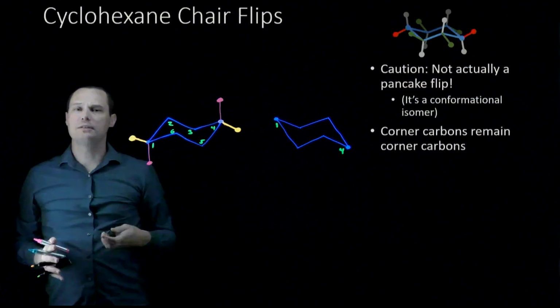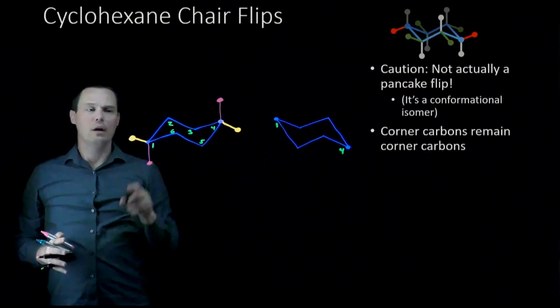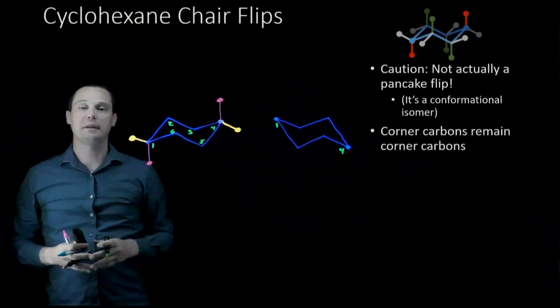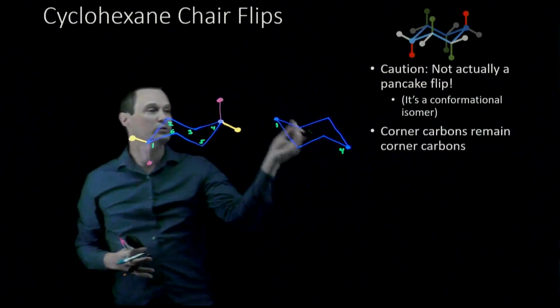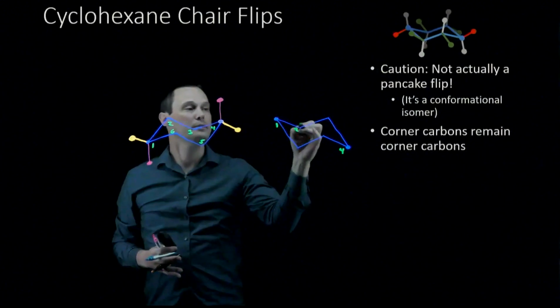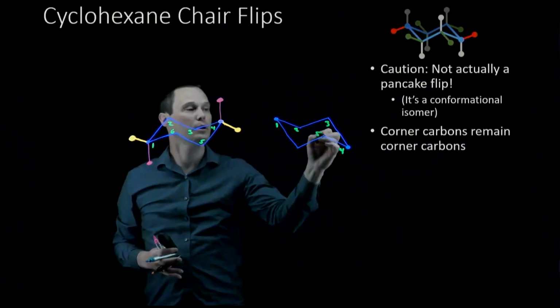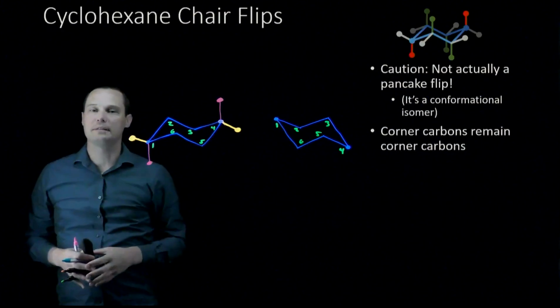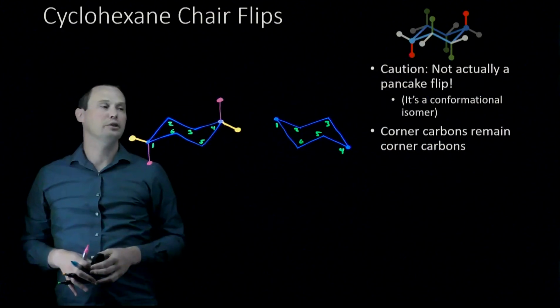So what are the consequences for drawing the other chair? Once we have identified the corner carbons 1 and 4, we always number the molecule in the same direction. Here I've numbered the ring clockwise, so we're going to number the ring clockwise here as well. This is still carbon 2, carbon 3, carbon 4, carbon 5, and carbon 6. The corner carbons remain the same and the numbering remains the same. That's how we do a cyclohexane chair flip.